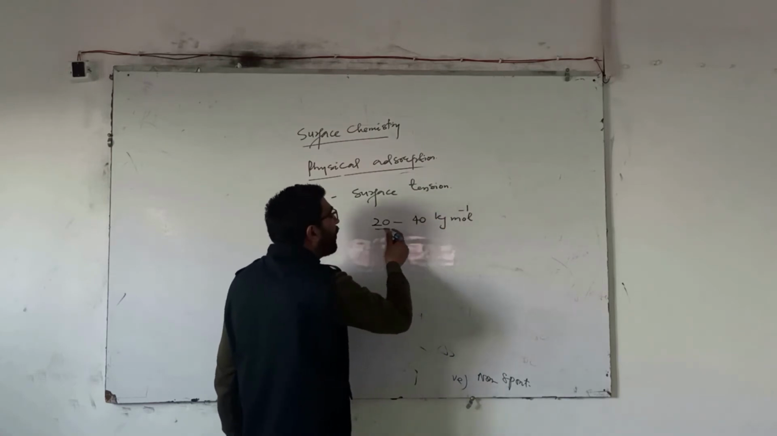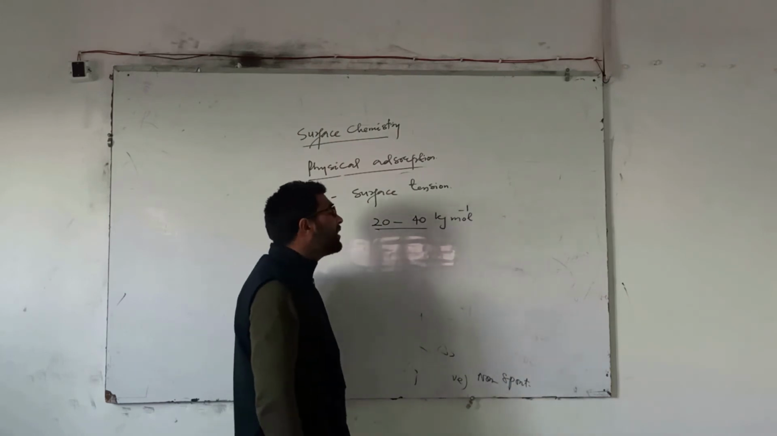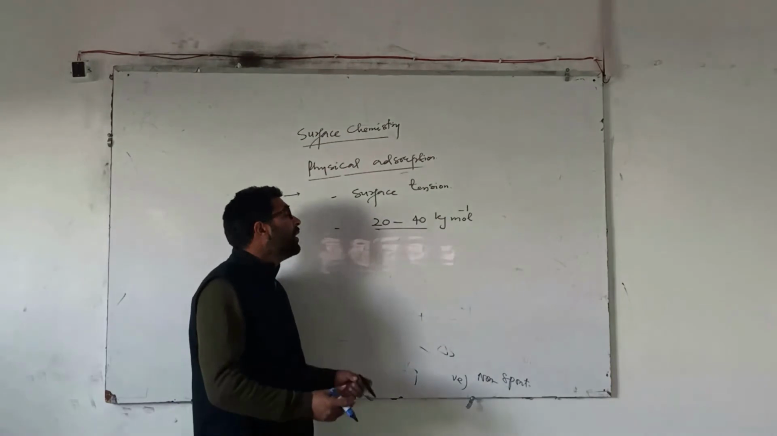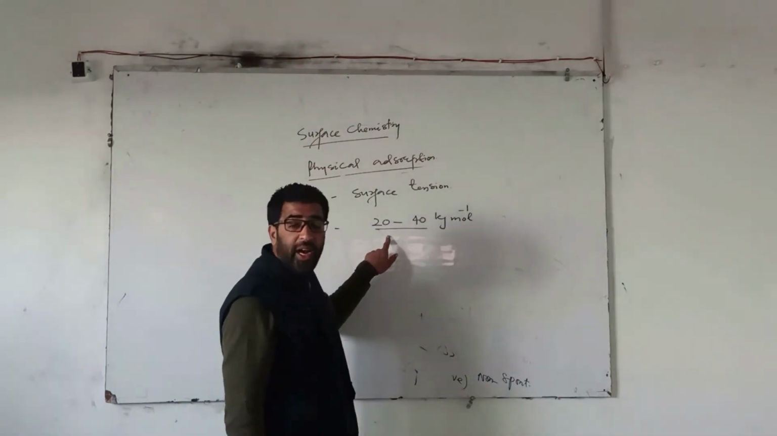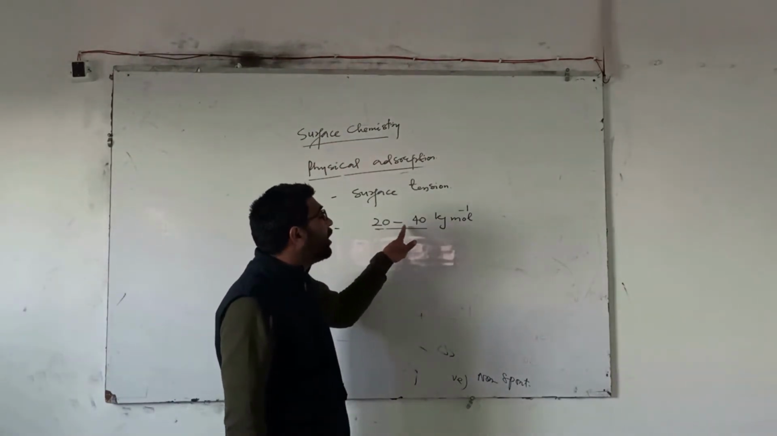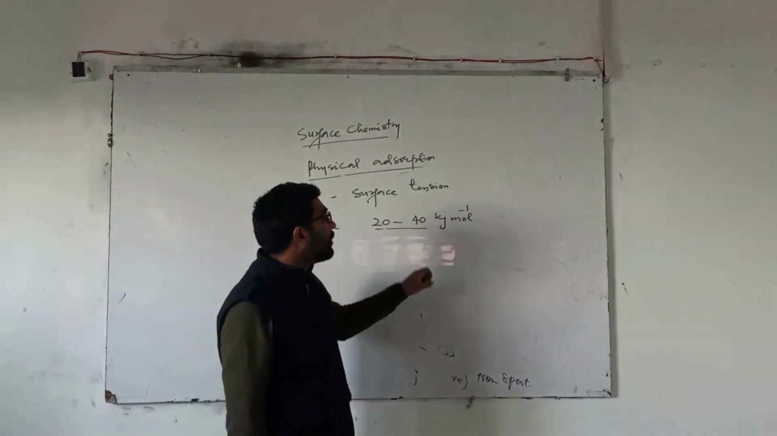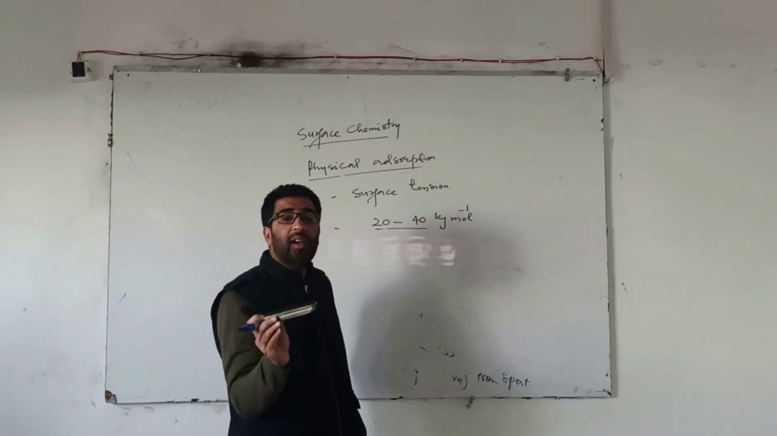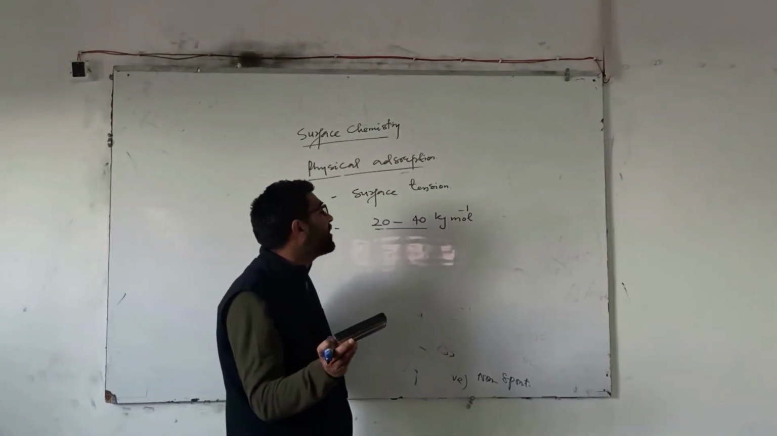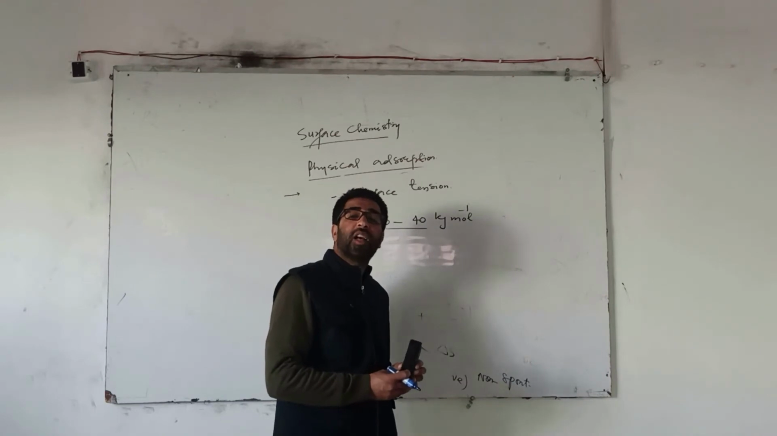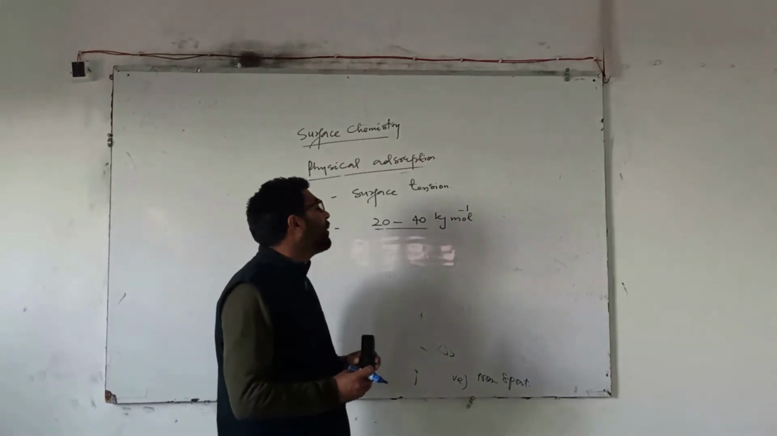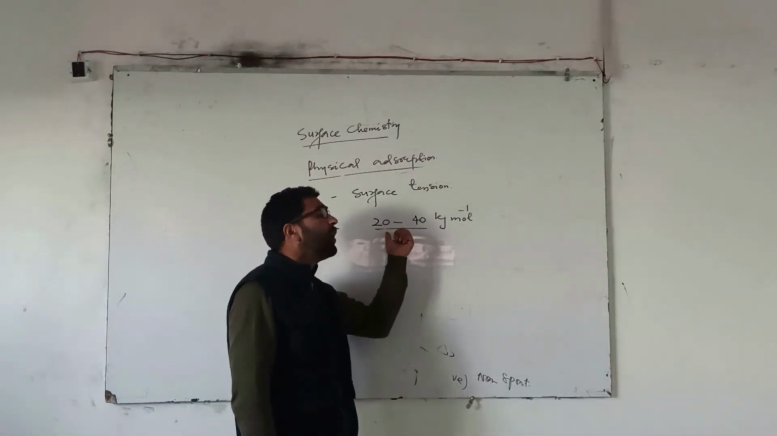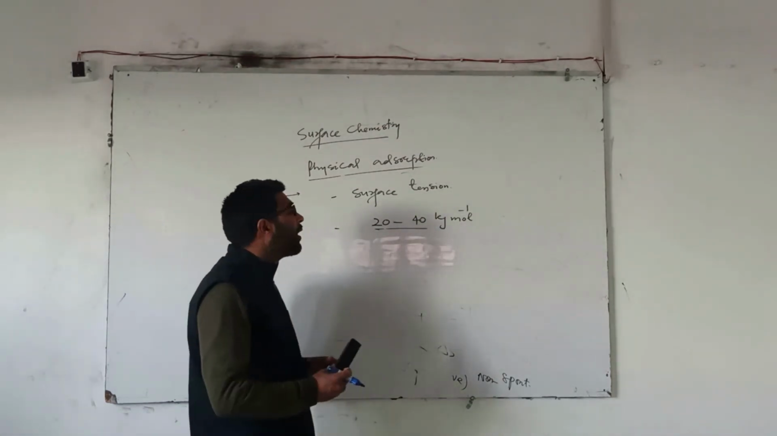Next point: during physical adsorption, there is a release of 20 to 40 kilojoules per mole of energy. This is a very important point. How much energy is released? It is 20 to 40 kilojoules per mole. That means the enthalpy of physical adsorption is 20 to 40 kilojoules per mole. This is the same value as that of most gases getting condensed. We don't have to think about the gas at this stage. We have discussed the energy release: 20 to 40 kilojoules per mole.